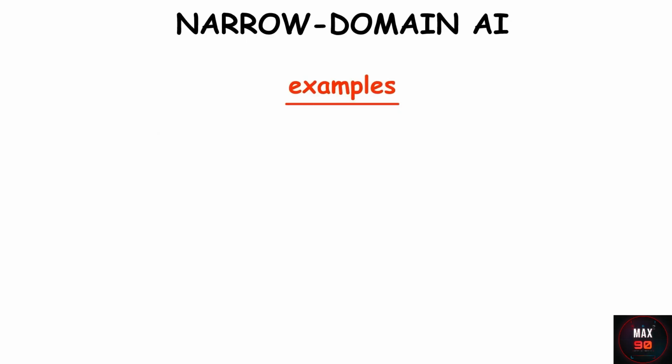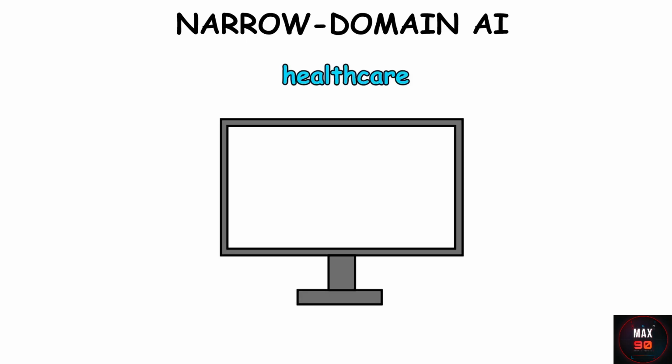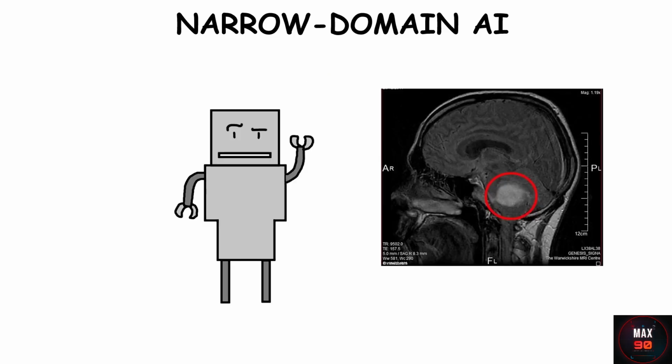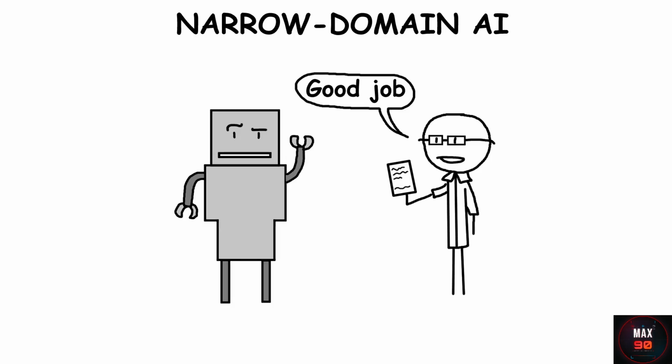You can find examples of narrow AI across different fields. In healthcare, for example, some AI systems are used to look at medical images like MRIs or X-rays, spotting early signs of diseases like cancer, and they're often more accurate than human doctors.